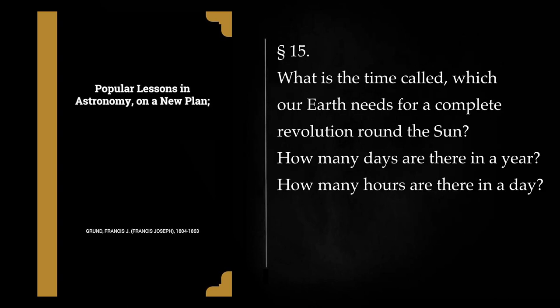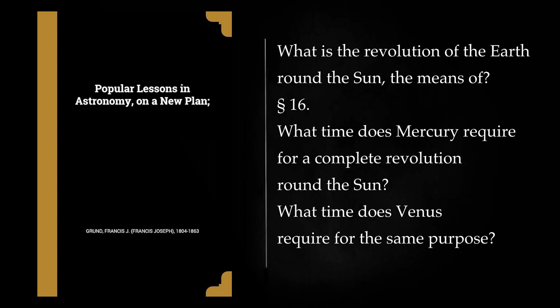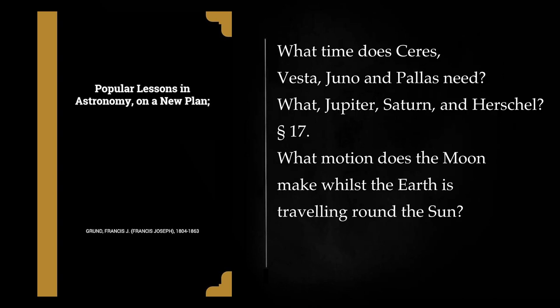Section 15. What is the time called, which our Earth needs for a complete revolution round the sun? How many days are there in a year? How many hours are there in a day? What is the revolution of the Earth round the sun the means of? Section 16. What time does Mercury require for a complete revolution round the sun? What time does Venus require for the same purpose? What time does Ceres, Vesta, Juno, and Pallas need? What, Jupiter, Saturn, and Herschel?